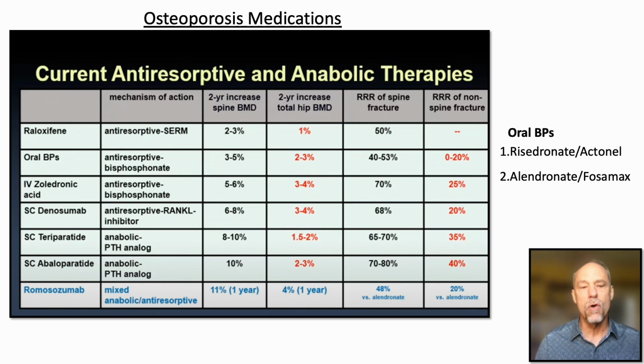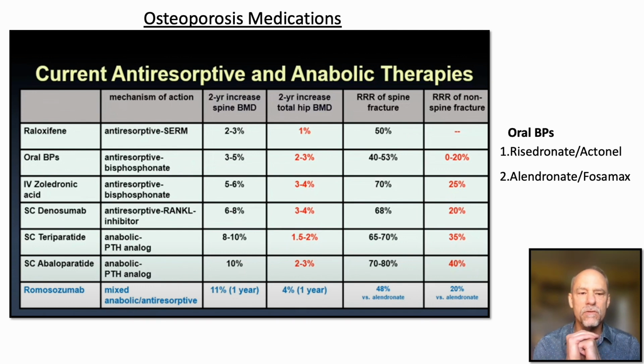This looks at an overall review of the medications, anti-resorptives and anabolic therapies for osteoporosis, from the SERM raloxifene to oral bisphosphonates like risedronate, alendronate, Actonel, and Fosamax, IV zoledronic acid, subcutaneous denosumab, subcutaneous teriparatide, abaloparatide, and romosozumab. Now, the last three are anabolics, and romosozumab, Evenity, is particularly interesting in that it has both an anti-resorptive capacity and also an anabolic capacity.